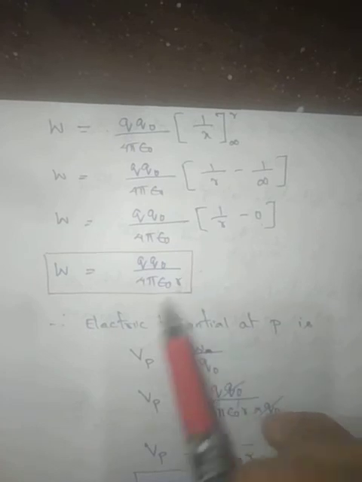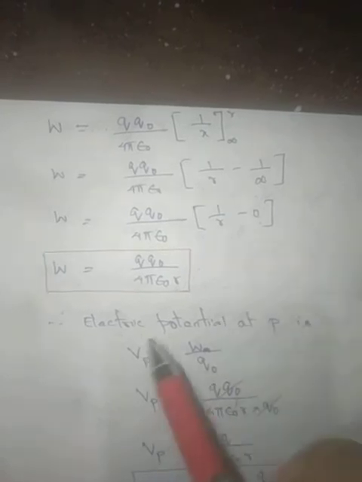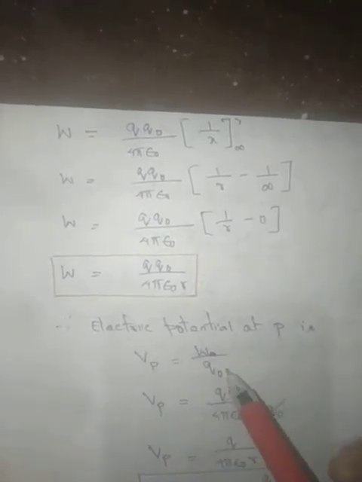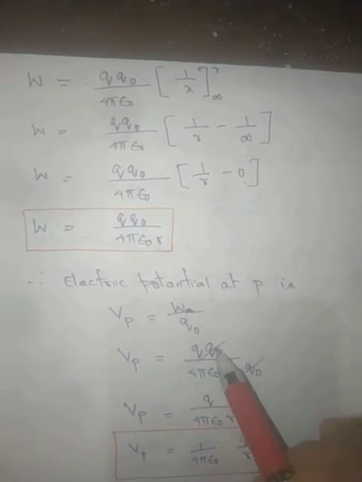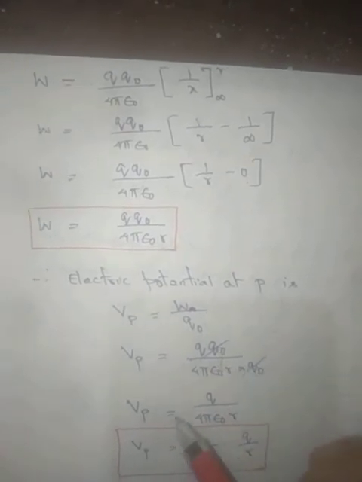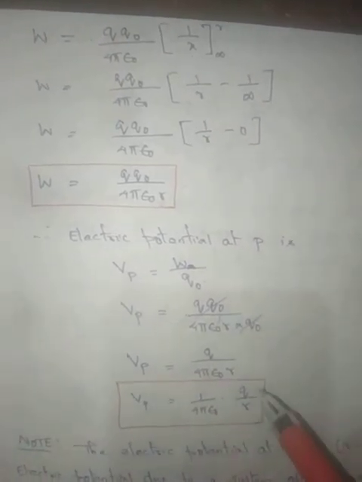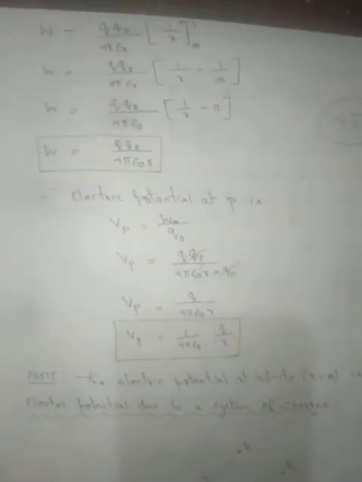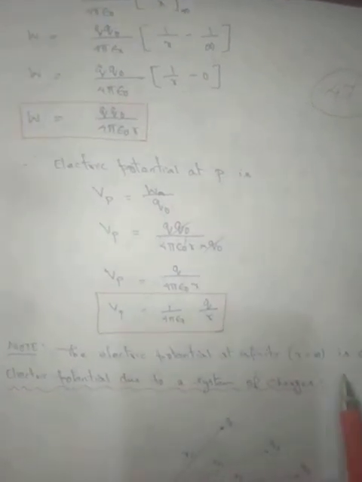So if this is the work done, then what is the electric potential at a point P? From the definition, the electric potential is equal to the work done divided by the charge you are moving. The work done is equal to this, and the charge moving is q naught. So substituting the value of W and canceling q naught, finally the electric potential at a point P is equal to this much. So please note down this formula, which is the required expression for the electric potential due to a single point charge. And a point to be noted here is that the electric potential at infinity is equal to 0.